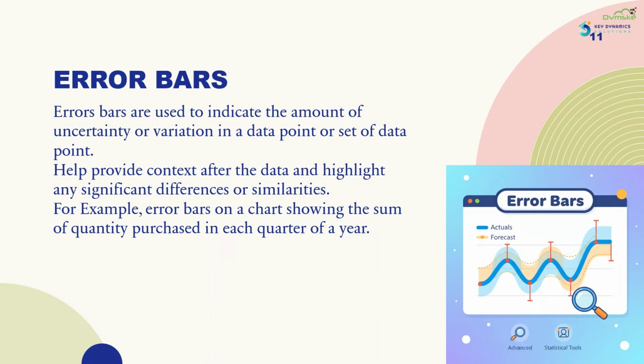Error bars show the uncertainty or variation in the data. For example, we are showing the average sales per quarter. Error bars can display the range of possible variation. This gives more context and makes analysis more reliable.